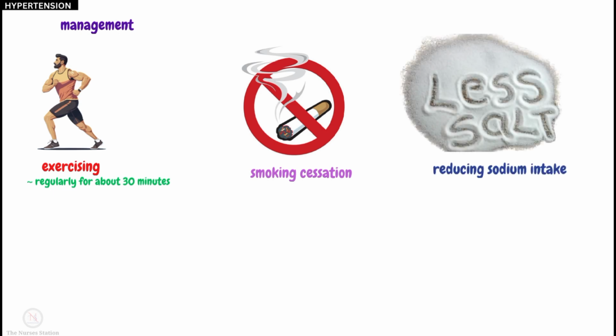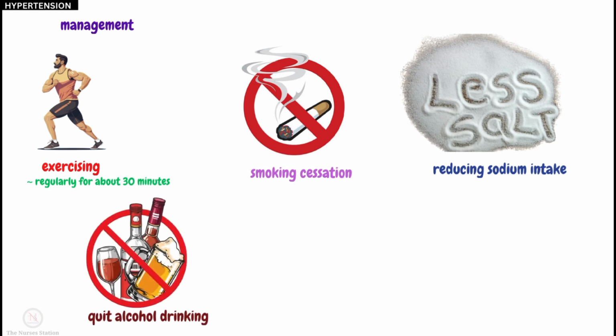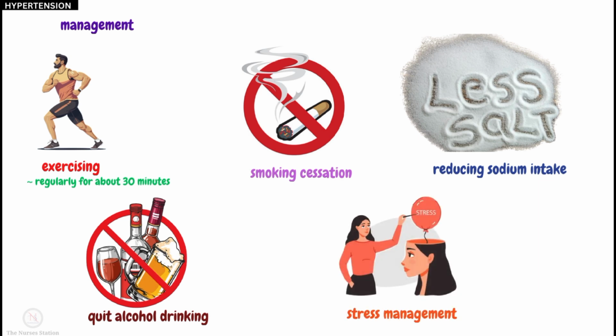Reducing sodium intake is also linked to reduction in high blood pressure. Drinking alcohol is linked to high blood pressure and other chronic conditions and should therefore be avoided. Stress is a key driver of high blood pressure. Several studies have demonstrated how stress management can help to lower the blood pressure.